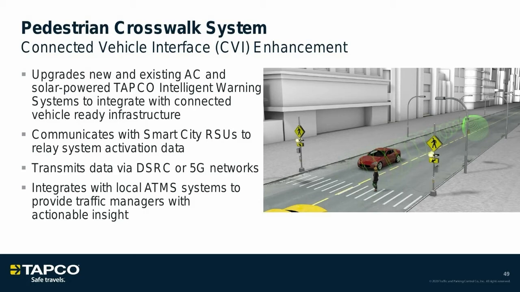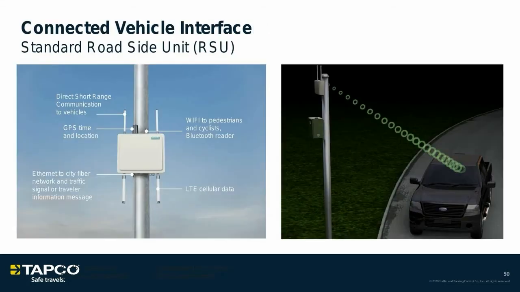This is your standard roadside unit, or RSU. As you can see, there are different modules on this RSU, whether it's Wi-Fi to connect to Bluetooth, LTE cellular network, or Ethernet, GPS for time and location, direct short range communication to vehicles. There's a lot of different things that go into the RSU. That'll be a different world from a different manufacturer.